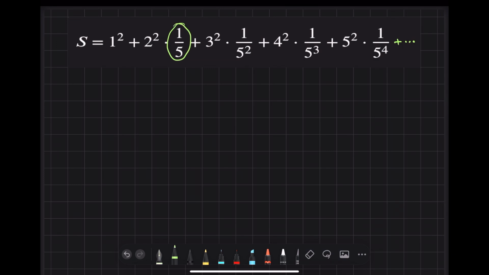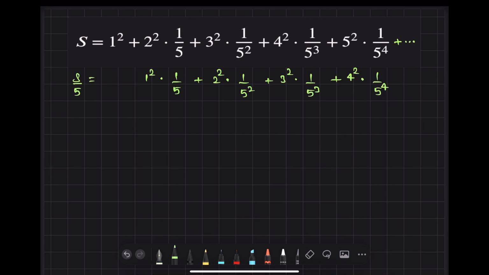Now, what we are suggested to do, we have to find out the common ratio. If you observe, you'll find that 1 by 5 is the common ratio. So, what you have to do, you have to multiply by 1 by 5 and write down the first term below the second term. So, suppose common ratio is 1 by 5. So, can I write S by 5 equals 1 squared times 1 by 5, 2 squared times 1 by 5 squared, 3 squared times 1 by 5 cubed, 4 squared times 1 by 5 power 4.